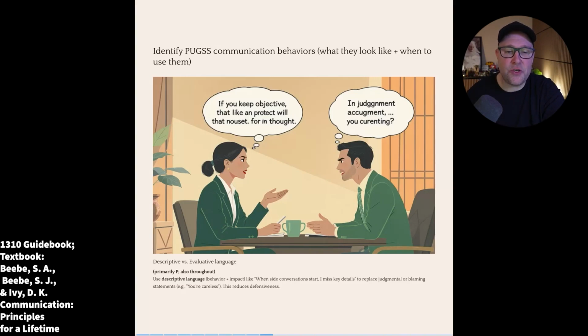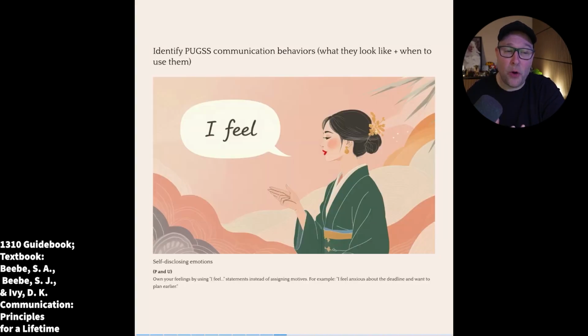To replace judgmental or blaming statements. For example, you're careless. This reduces defensiveness. Self-disclosing emotions can be employed in both the P and the U. Own your feelings by using I feel statements instead of assigning motives. For example, I feel anxious about the deadline and want to plan earlier.